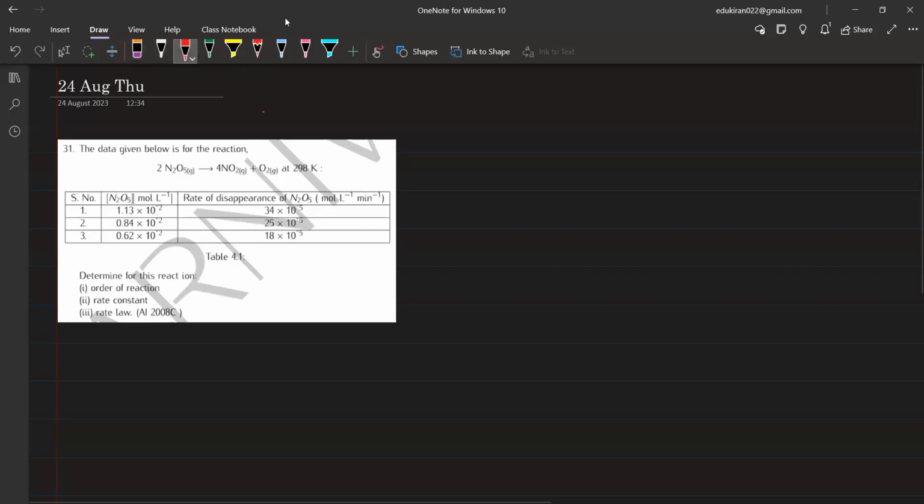Okay. So first of all, please see here they have given the concentration of N2O5, the reactant's concentration. And here they have given the rate of disappearance of N2O5. That means the rate of reaction. So first of all, we will see that the rate of reaction will be equal to rate constant K into the concentration of N2O5 to some power P. We don't know what is the order of reaction right now. We will determine the order of reaction.